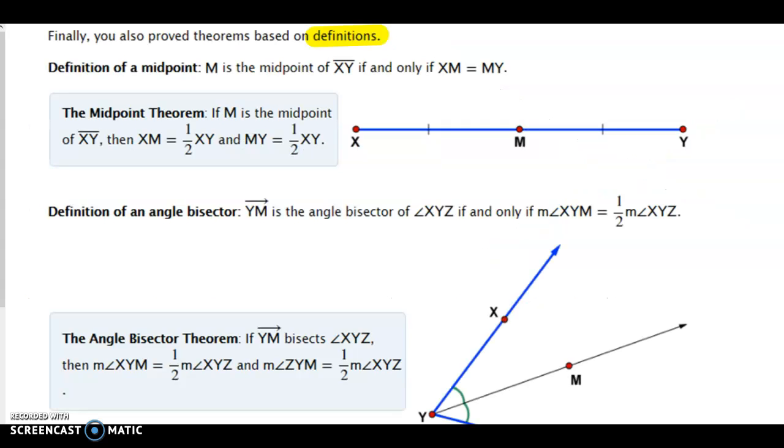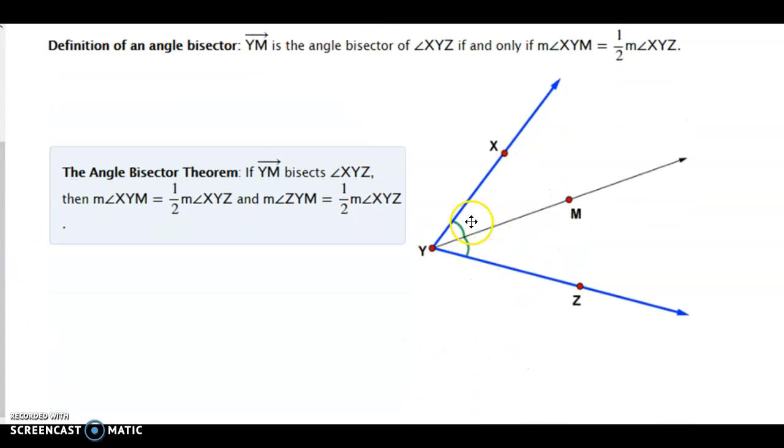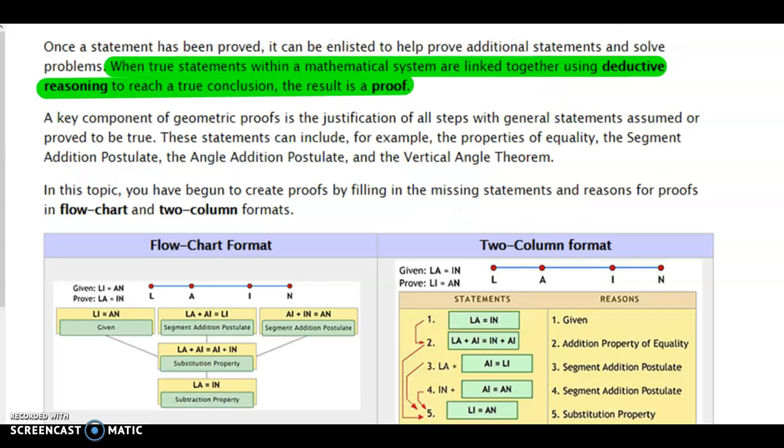Finally, we've learned many definitions in this topic as well. So remember, by definition, a point is a midpoint if it separates the segment into two congruent parts. An angle bisector is an angle bisector if it separates an angle into two congruent parts. The midpoint theorem and the angle bisector theorem say if you have a midpoint, then each section is equal to half of the whole. So if this is a midpoint, then this distance from X to M is half of that whole distance from X to Y. And the angle bisector is similar to that. If you have an angle bisector, then each one of these small angles is half of the whole angle. That's what the theorem states.